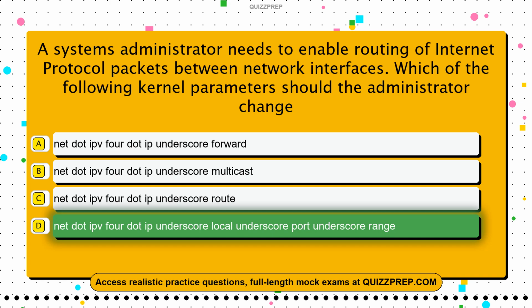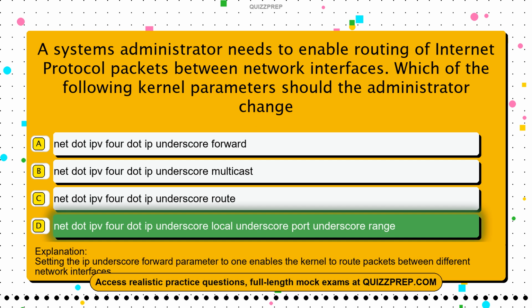The correct answer is option D, net.ipv4.ip_local_port_range. Setting the ip_forward parameter to 1 enables the kernel to route packets between different network interfaces.